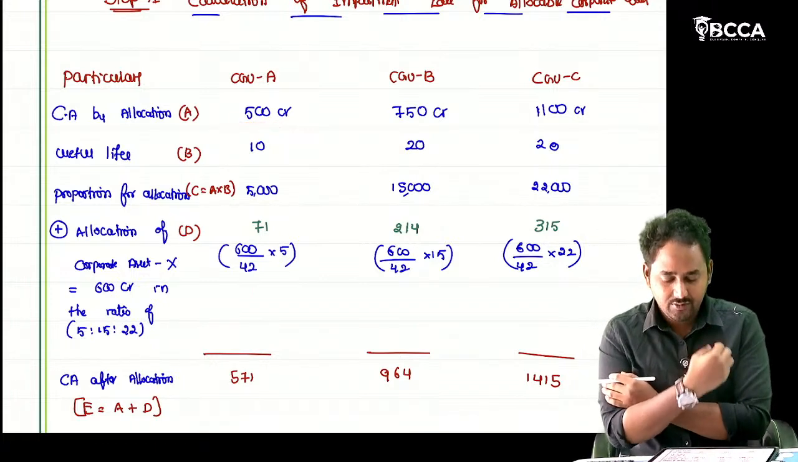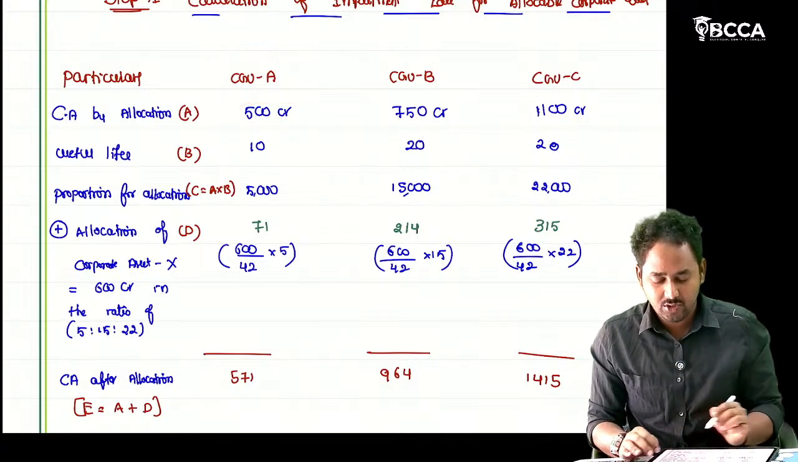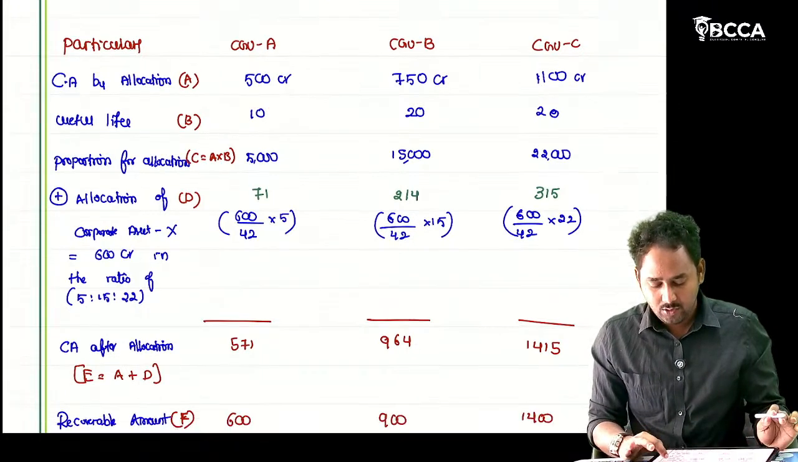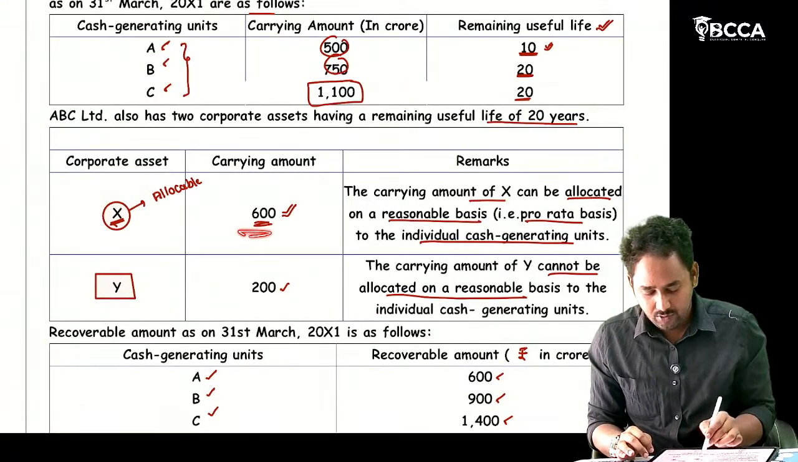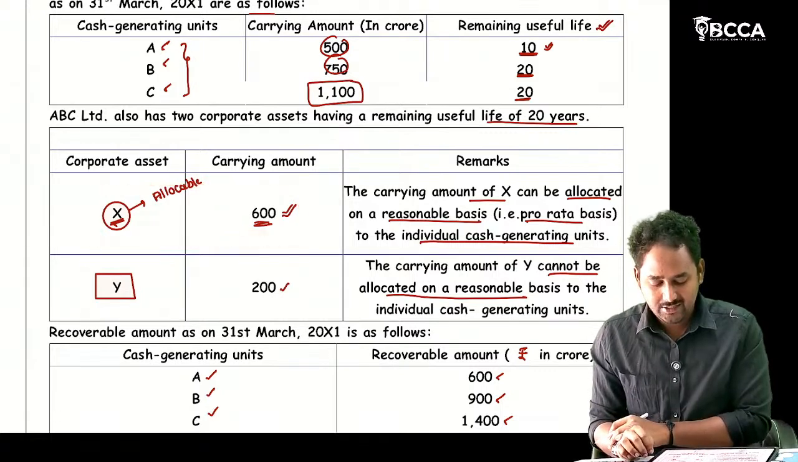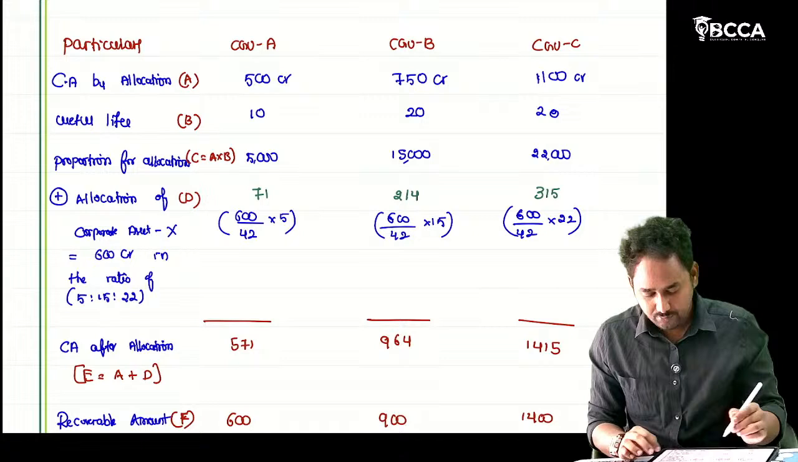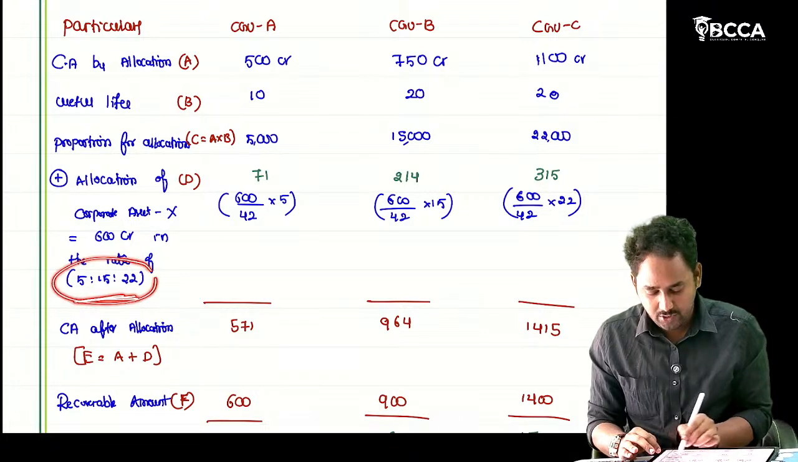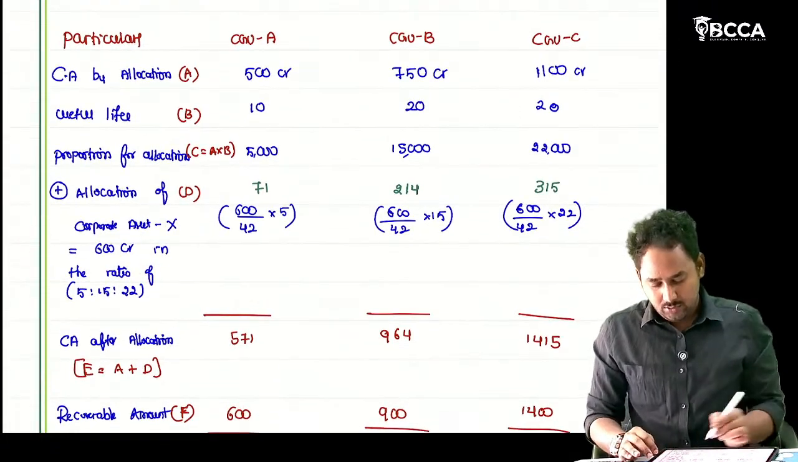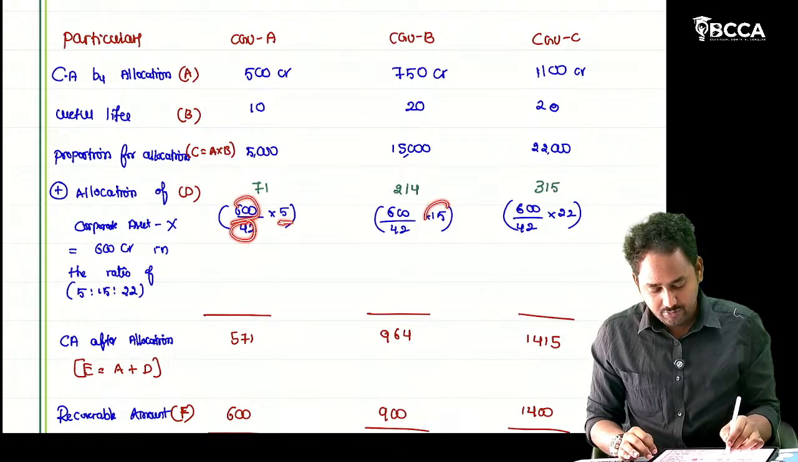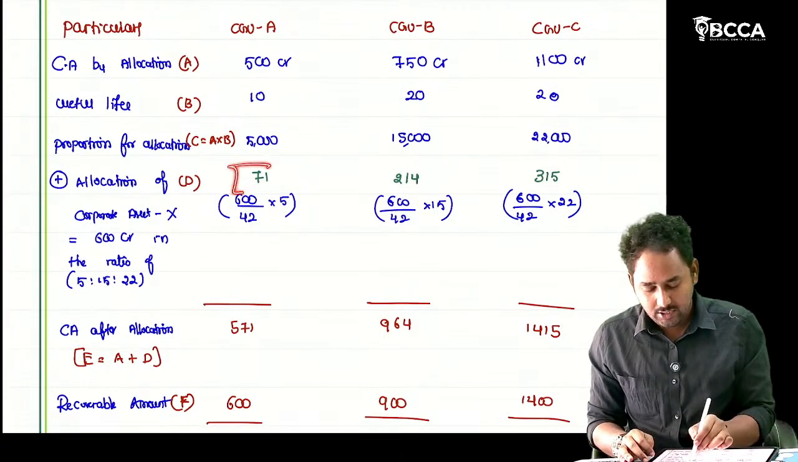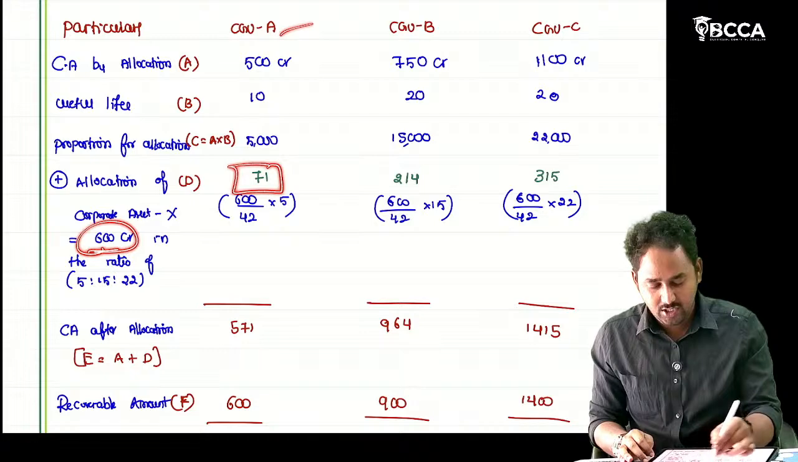If the useful lives of the CGUs are given in the question, the proportion for allocation is carrying amount into useful life. So this 600 crores, the carrying amount of corporate asset X, should be allocated to A, B and C in the ratio of 5 is to 15 is to 22. So 600 divided by 42 into 5, 600 divided by 42 into 15, and into 22. Then I got these as the allocation of this 600 crores to A, B and C.